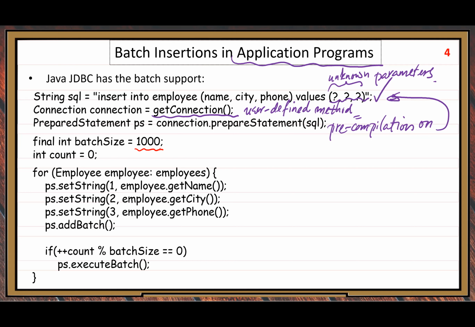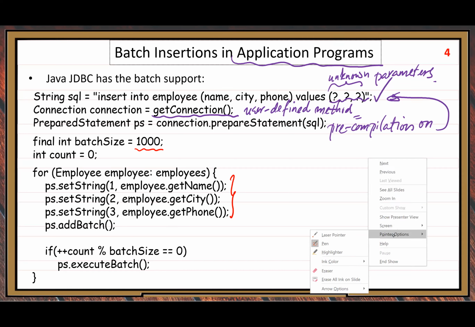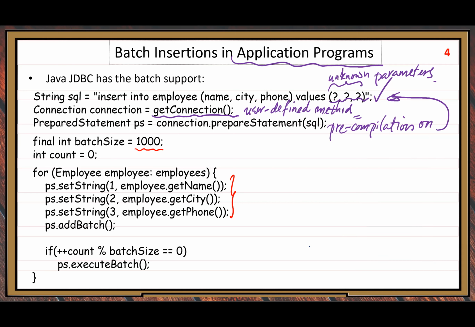In that for loop, you add your data row by row. For each row, that is one row of data, you have 3 question marks. So 1, 2, 3. You provide name for question mark number 1, city for question mark number 2, phone for question mark number 3.